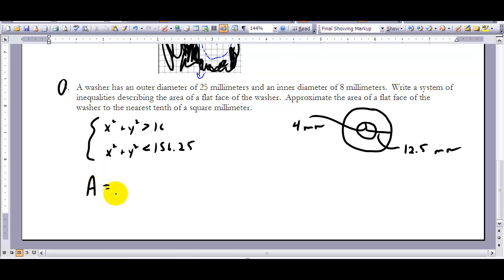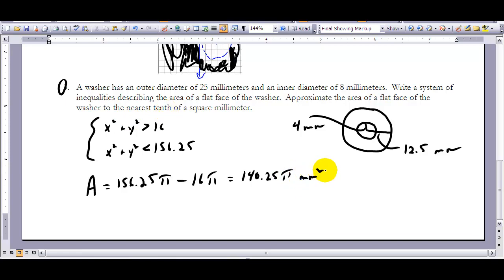Well, to find that area, the area would be equal to the area of the larger circle, which is pi r squared of the larger. For the larger circle, 156.25 is r squared, so it would be 156.25 times pi, minus the area of the smaller circle. The area of the smaller circle would be pi r squared as well, but this time my r is 4, therefore r squared is 16, so it would be minus 16 pi. If I combine those, they're like terms, so that would be 140.25 pi.